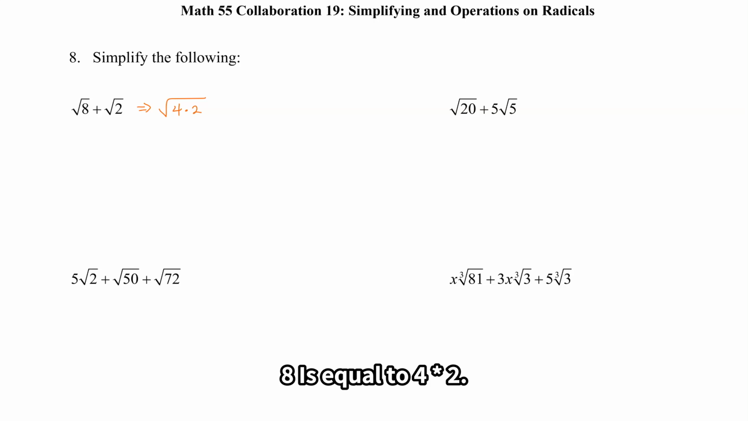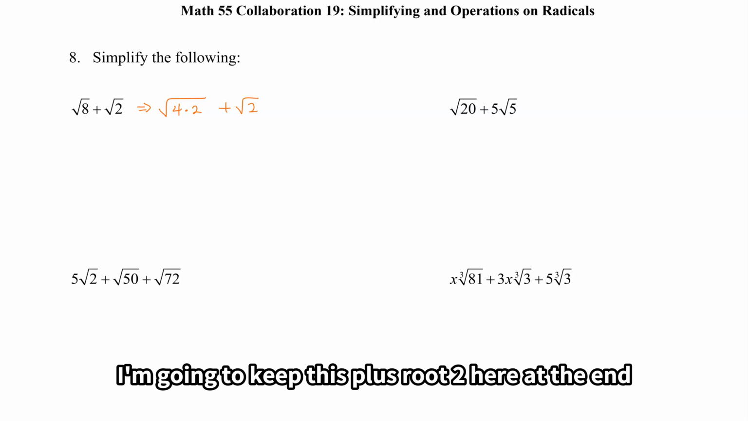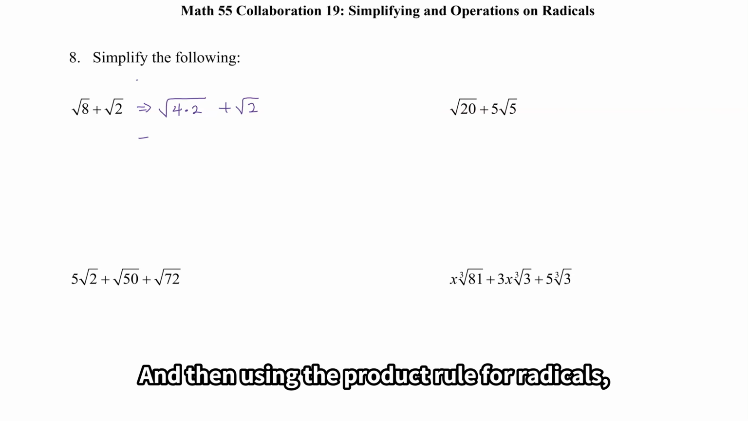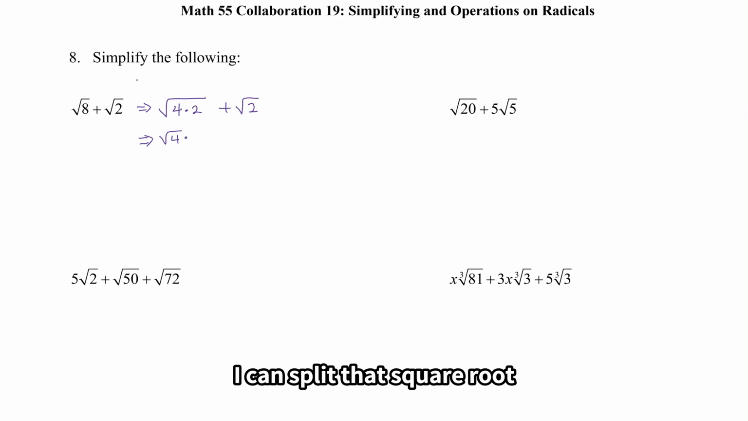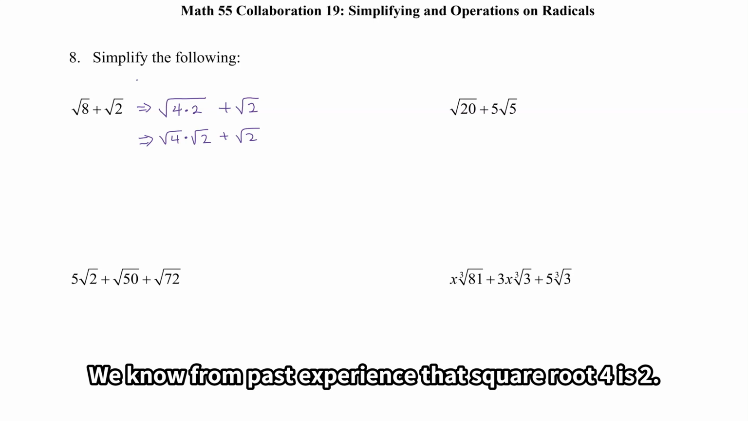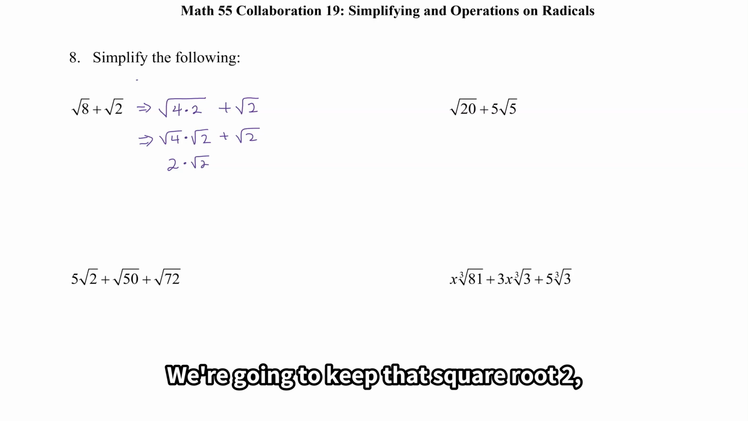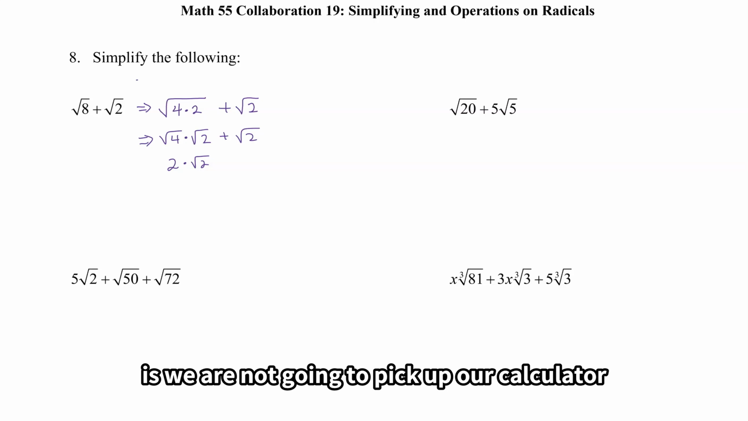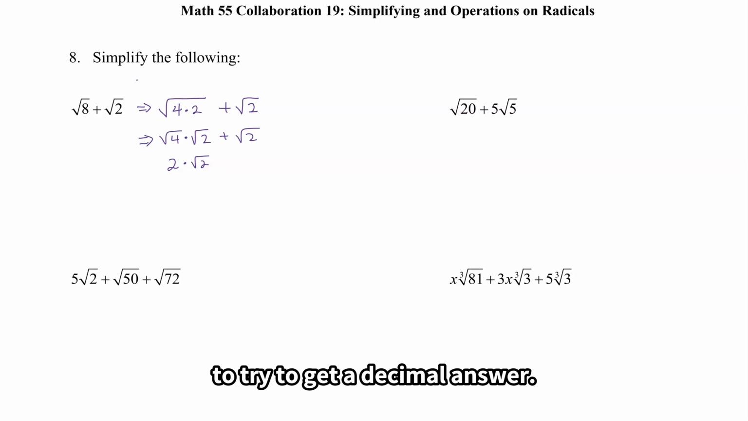8 is equal to 4 times 2. I'm going to keep this plus root 2 here at the end so I don't forget to add it. And then using the product rule for radicals, I can split that square root across that multiplication of 4 and 2. We know from past experience that square root 4 is 2. We're going to keep that square root 2 because the idea with simplifying radicals is we are not going to pick up our calculator to try to get a decimal answer.